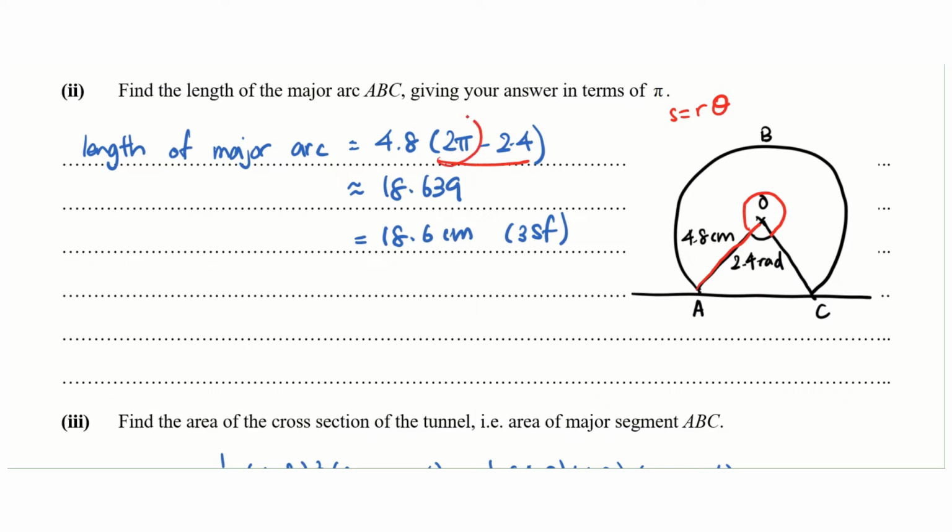Hence, we take 2 pi minus away 2.4. The reason why I take 2 pi is because we mentioned that pi is equal to 180 degrees. So for one full circle, it will be 360 degrees. So that's why we will have 2 pi minus away 2.4. And we will get the final answer to be 18.6 cm.